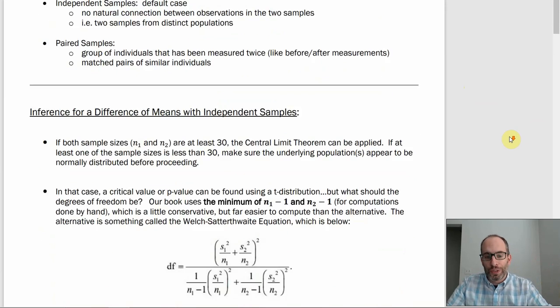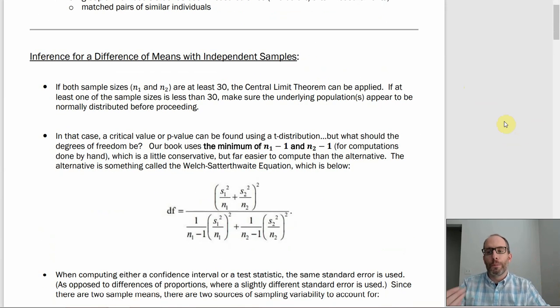So as far as inference goes, when we did this with a single mean, we said as long as the sample size was at least 30, that would be big enough for the central limit theorem. Here, you need both of them. So as long as both sample sizes are at least 30, then you can apply the central limit theorem. And then if one or both of them end up being a little bit too small, then you would do what you would do for a single mean.